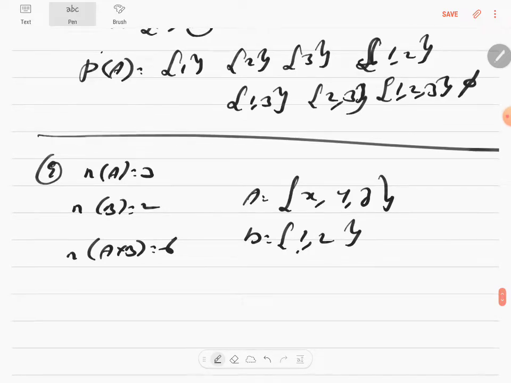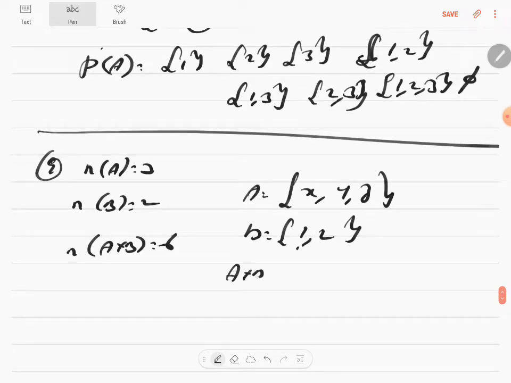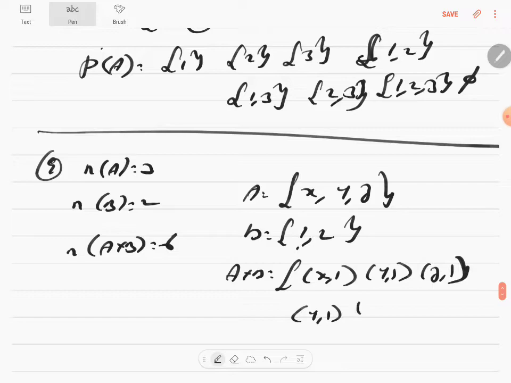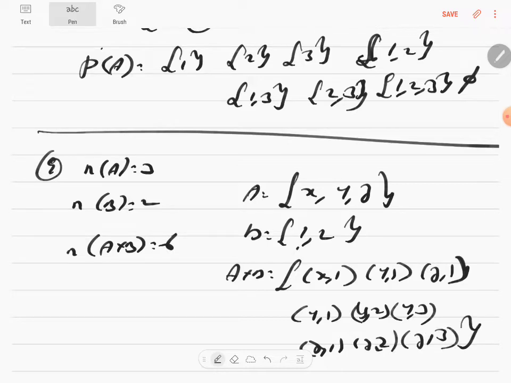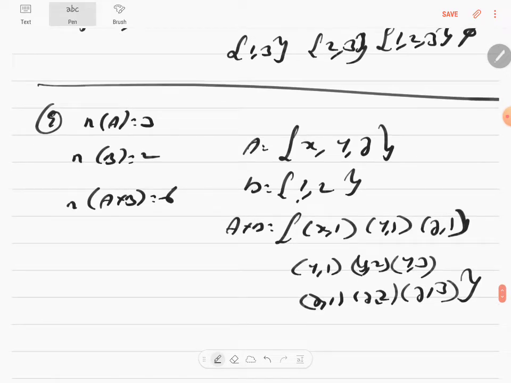So 1, 2. But what is missing here? A cross B will necessarily have (x, 1), (y, 1), (z, 1), correct? Then (y, 1), (y, 2), (y, 3), (z, 1), (z, 2), (z, 3) with a close bracket. Correct? So how many of them are missing? They have given (x, 1), they have given (y, 2) and (z, 1). Rest of it is all missing, right?